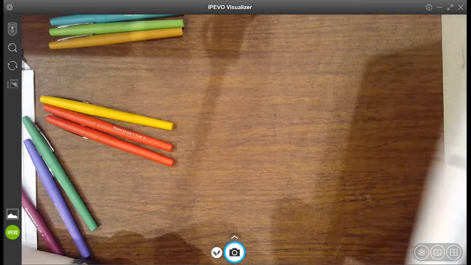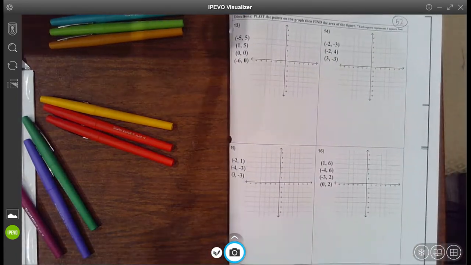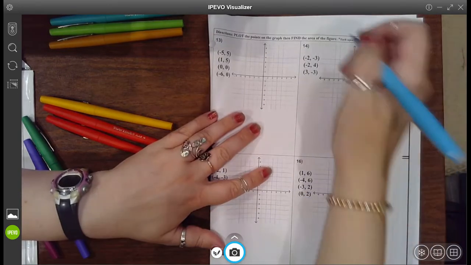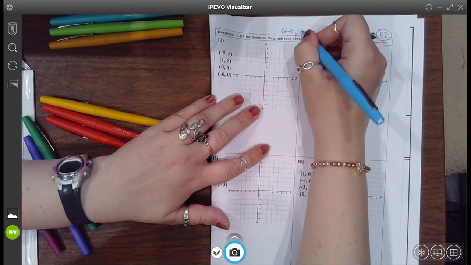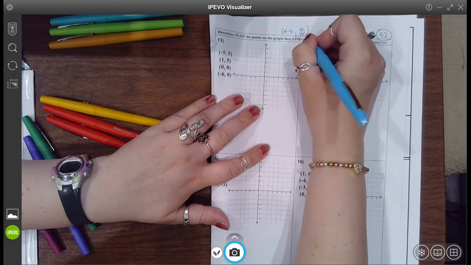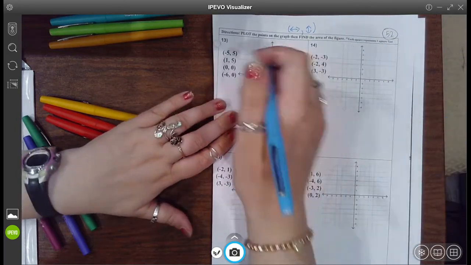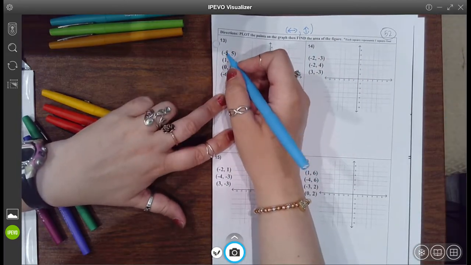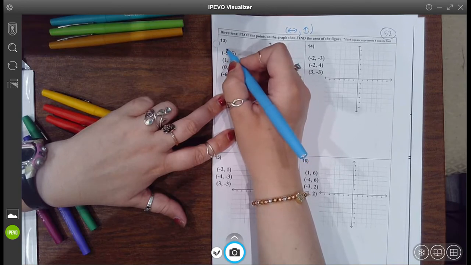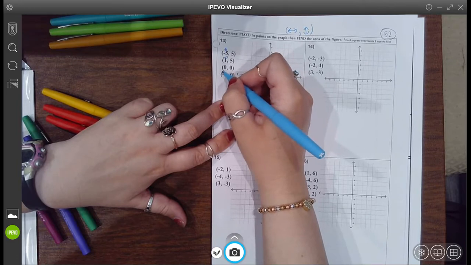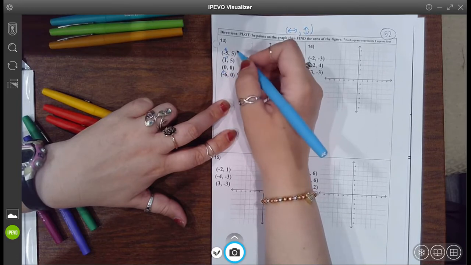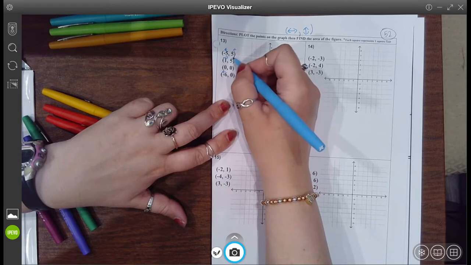All right, last page. Are you ready? Okay. When you're graphing, the first set of numbers always tell you right or left, and the second set of numbers tell you up or down. So I would recommend focusing first on the first set of numbers and going, okay, is it right or left? This is left, right, nothing, left. The second set of numbers is up or down. They're all positive, so up.